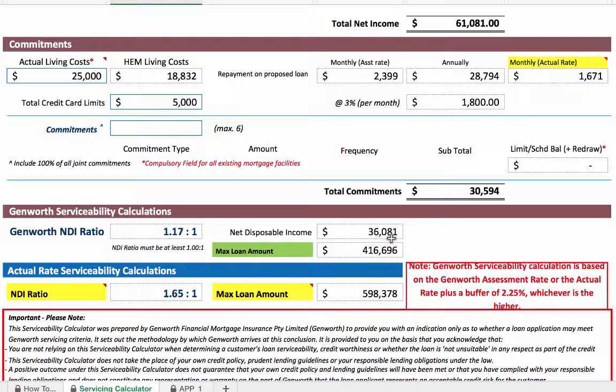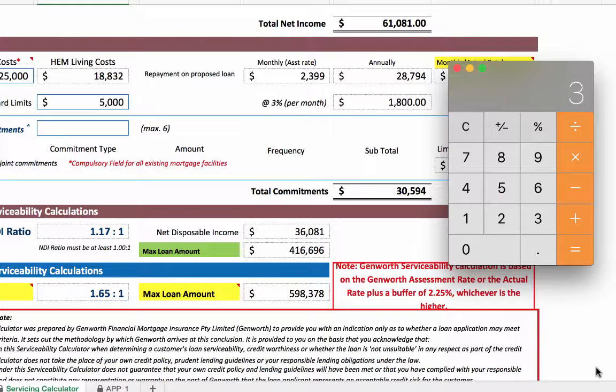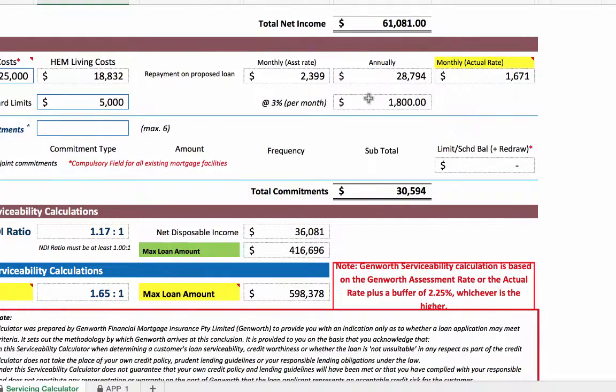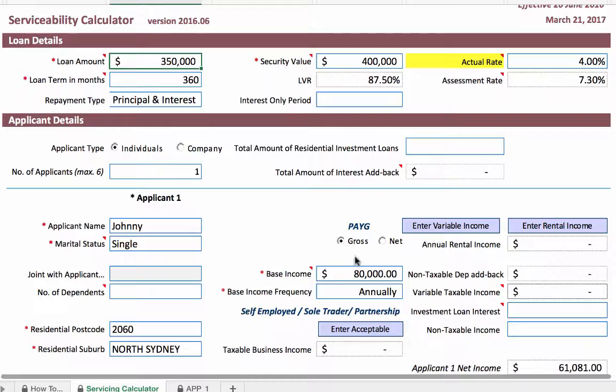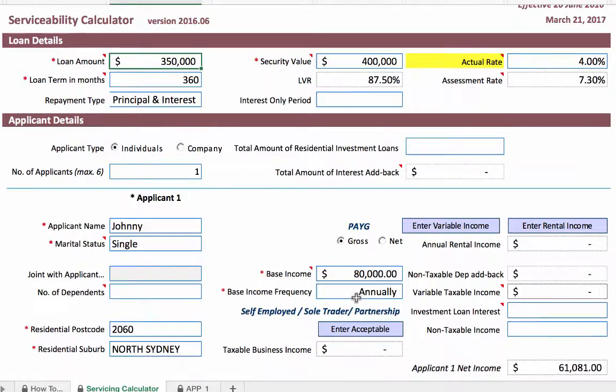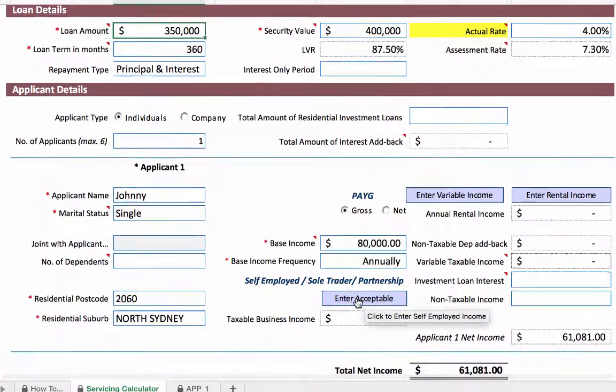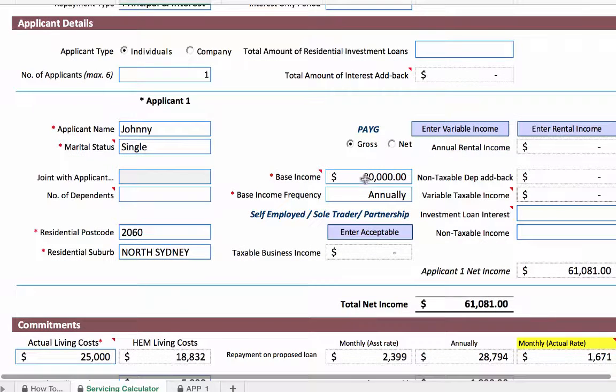So if you wanted to check that, you could go 36,081 divided by 3594. So there we go. So that's how they get that. So that's a pass. So Johnny's going to get his loan. Johnny's PAYG, so we put that in before. Now let's have a quick look and see what happens with a self-employed borrower.